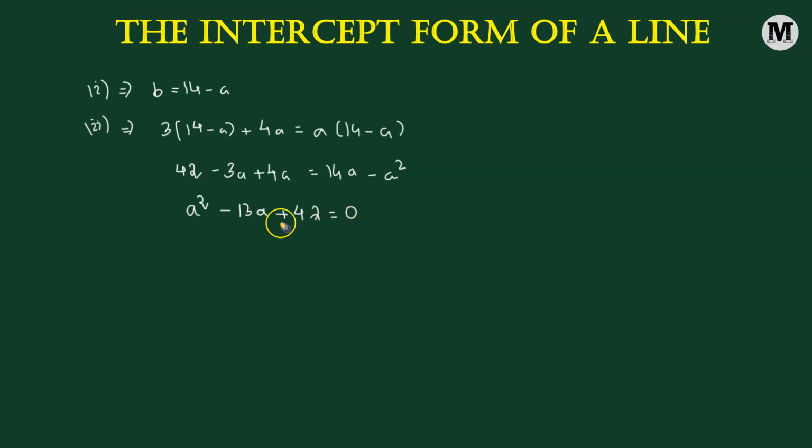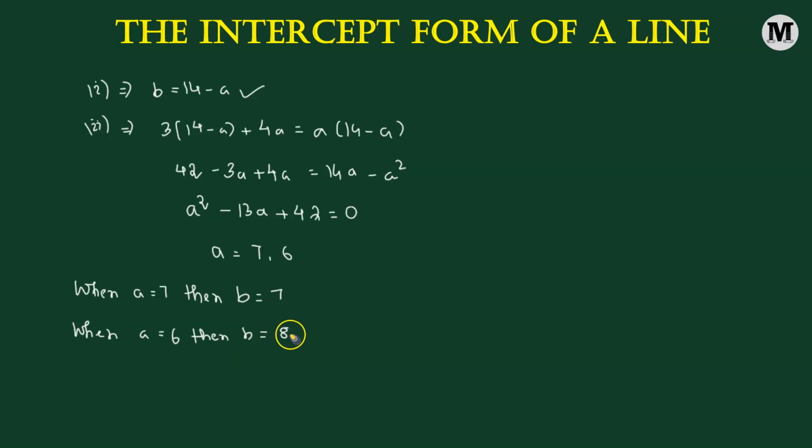Now this is a quadratic equation. We can use any standard rules to find the value of a here. So a could be 7 or a could be 6. Now let's find the value of b. When a equals 7, the corresponding b value is going to be 7 as well. And when a equals 6, the corresponding b value is going to be equal to 8.